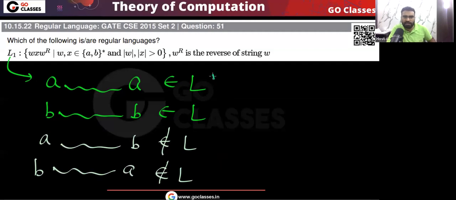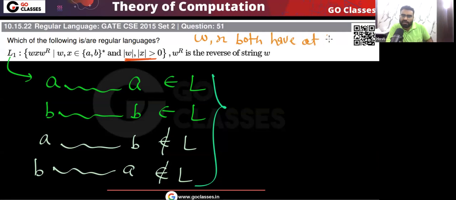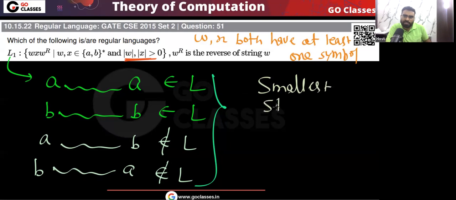So from here, what is the language? Remember, W and X are non-empty. Both have at least one symbol. So tell me, what is the smallest string you can create here? Tell me the smallest strings in the language.